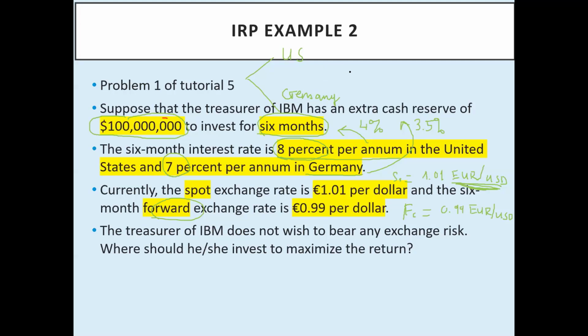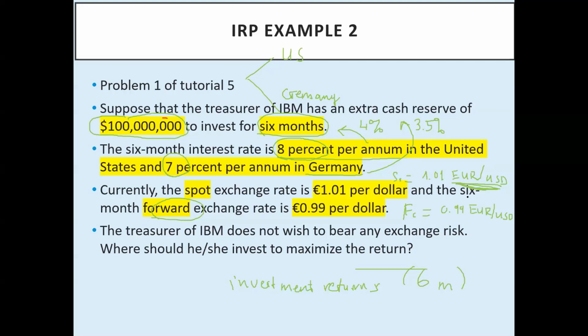We want to invest, so you want to look at the investment returns for the 6 months horizon, okay? So here I want to look at the investment return for both options for a 6 months horizon, okay? So compute the investment returns for both options for me. Also think about how to eliminate exchange rate risk, okay, when you invest overseas, okay?